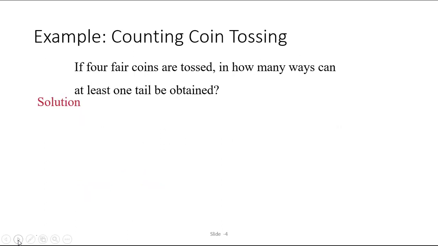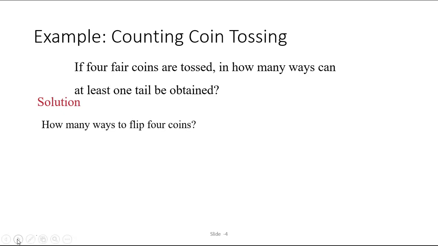For example, if 4 fair coins are tossed, in how many ways can at least one tail be obtained? Since we're flipping 4 coins, at least one tail could mean 1 tail, 2 tails, 3 tails, or 4 tails, which is a lot of different cases to consider. What we're going to do instead, which is easier, is count the total number of ways to flip 4 coins and then subtract the ones we don't want.